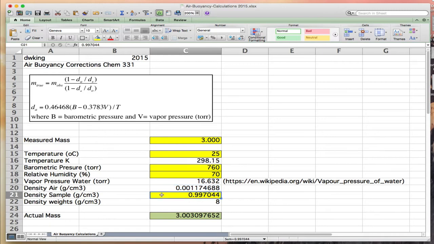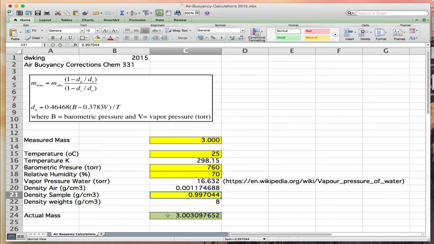Okay, density of the sample. Density of sample is an input. You need to know the density of the sample, and we'll see that the density of the sample has an influence on the air buoyancy correction, as you would expect from this relationship. There it is, ds. Okay, density of the weights is 8. All of our analytical balances use 8 grams per centimeter cubed stainless steel weights.